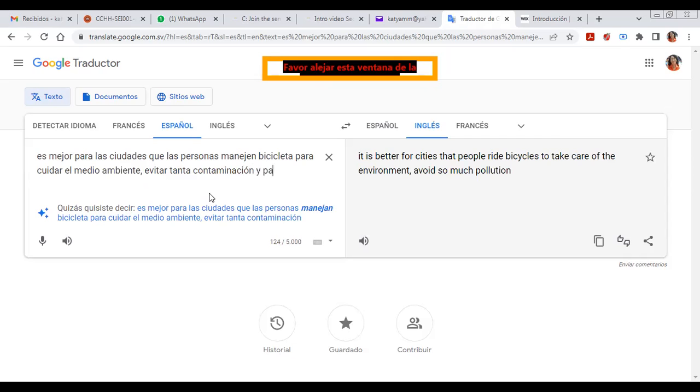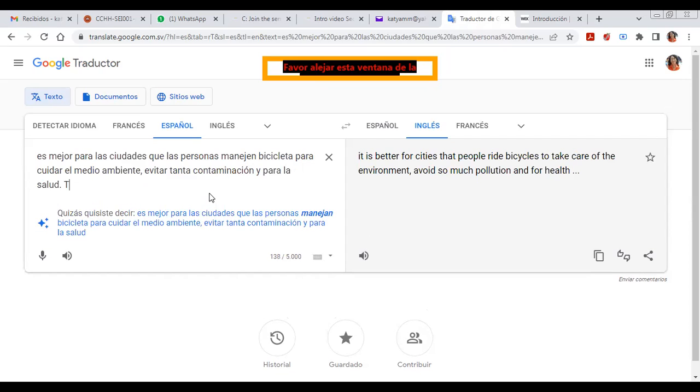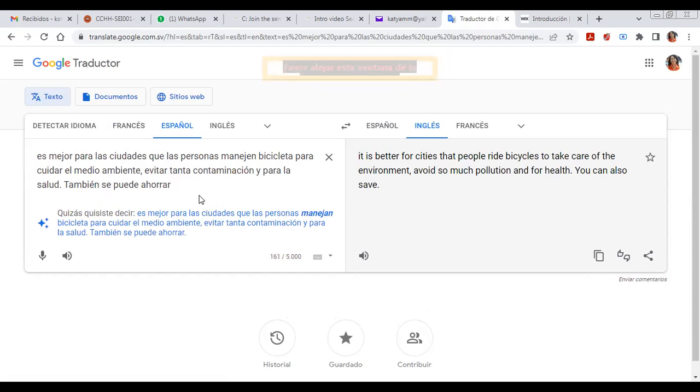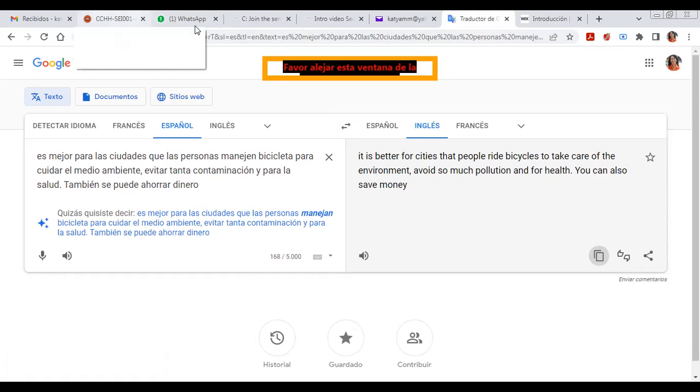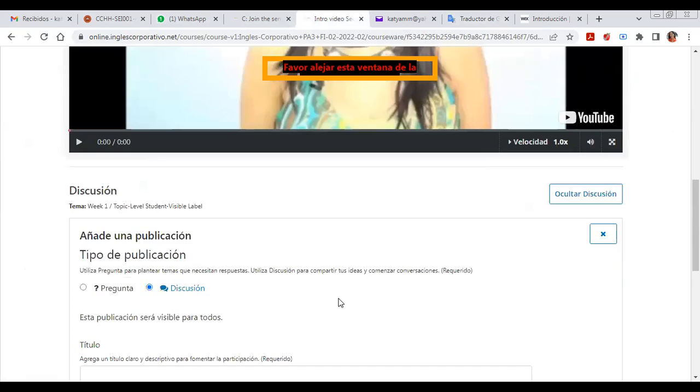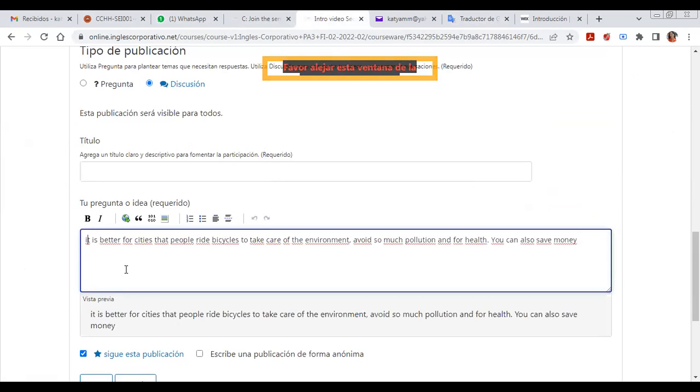You can save money because you don't need to put gas on the bike, on your bike, right? Only your legs work. And it's good for the environment. It's less pollution. Okay. It is better for cities that people ride bicycles to take care of the environment, about so much pollution, and for health. You can save money.